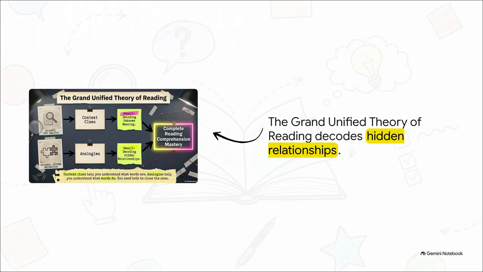To truly close the case on Chapter 6's dense materials, we rely on a grand unified theory of reading. Context clues help you figure out what unknown technical words mean based on surrounding evidence. Analogies help you understand how those complex ideas relate to one another. Combine those foundational tools with our new active reading techniques, and boom, you achieve complete comprehension mastery.